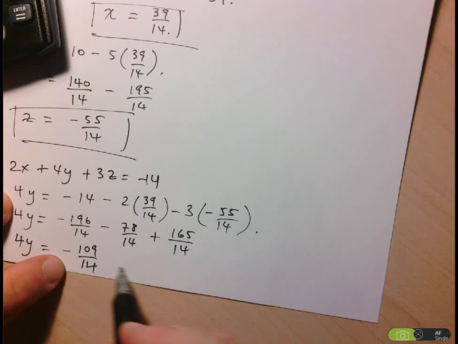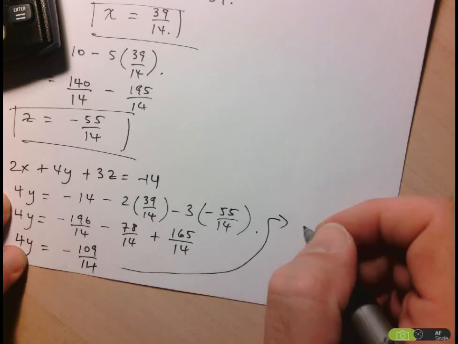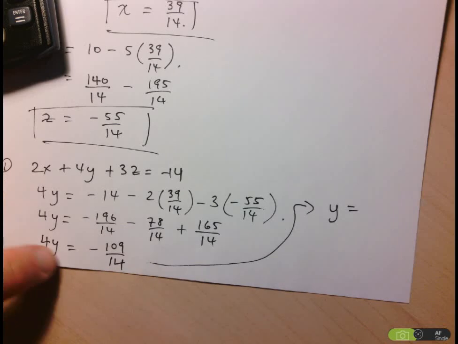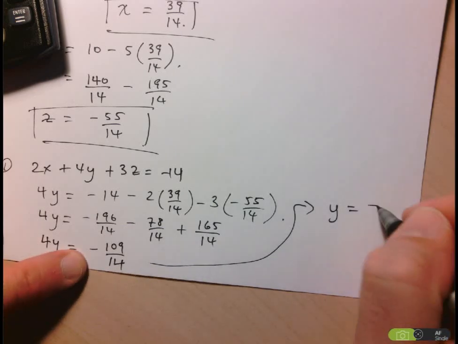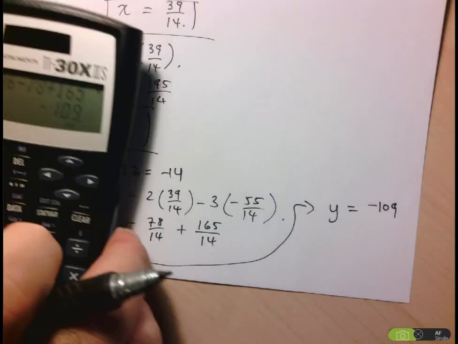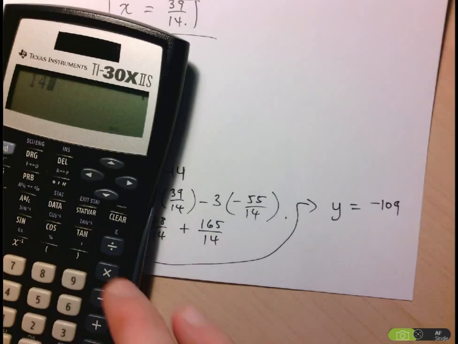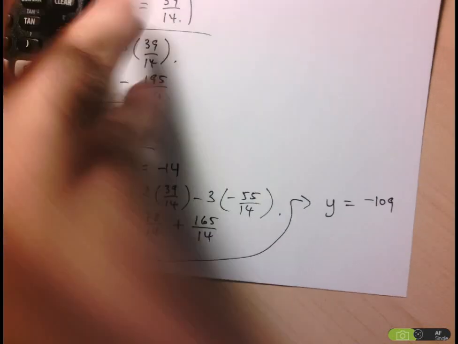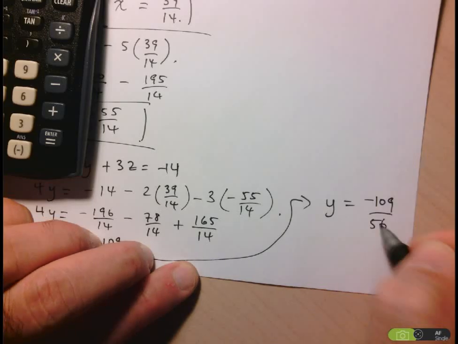Then we have to divide by 4, which means the 4 will just go into the denominator. So it'll be negative 109 divided by 14 times 4, which I believe is 56. But let's check that. There we go. Yes, negative 109 over 56.